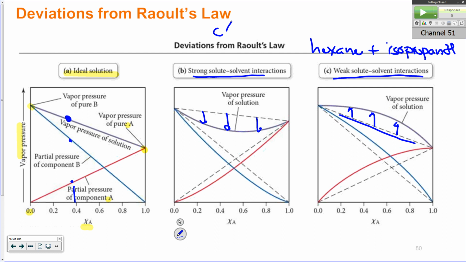Hexane is C6H14. So carbon, carbon, carbon, carbon, carbon, carbon, 6. And then it's got all these hydrogens around it. So the only types of forces it has are dispersion forces or London forces. It's only carbon-carbon and carbon-hydrogen bonds.